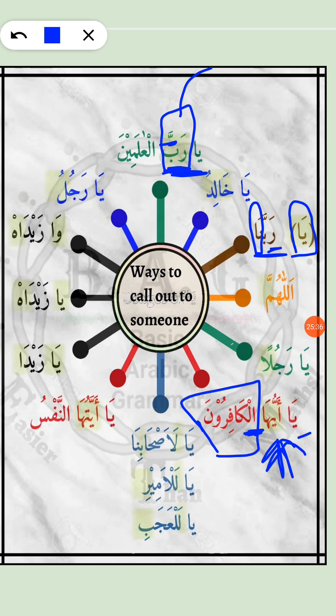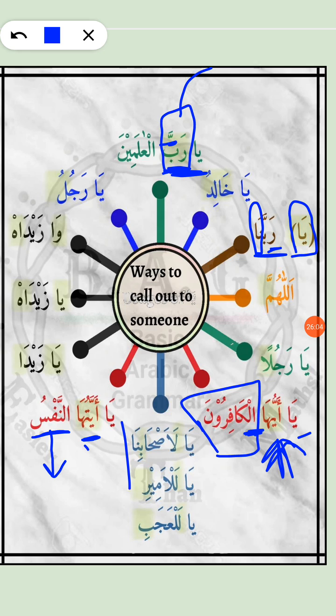All right, similarly, if your ism of your munada is feminine grammatically, then you add Ya Ayyatuhal. Okay, so Ya Ayyatuhan Nafsu. This ayyatuha is there only because the word nafsun is grammatically feminine. That is it. All right, so now you know what ayyuha and ayyatuha are doing there. Okay, what's the reason of their usage?